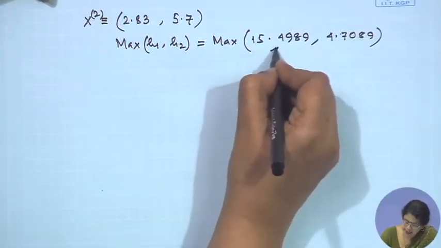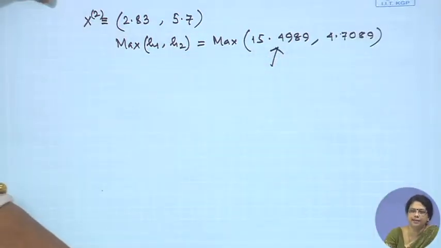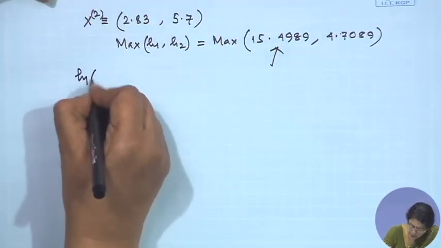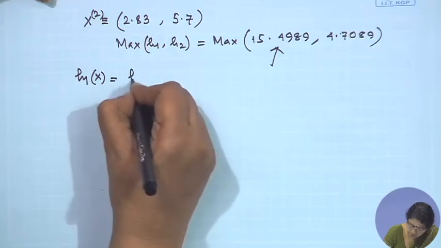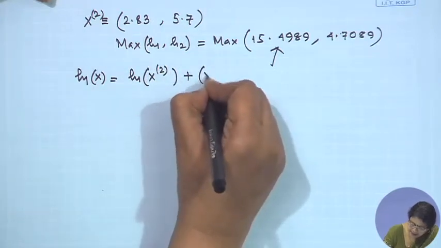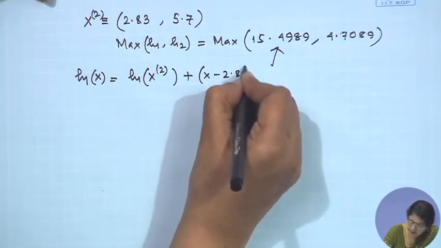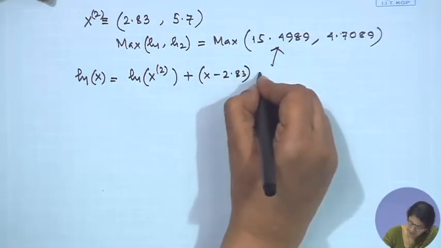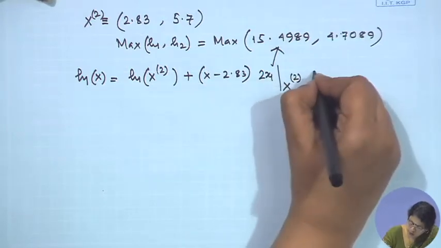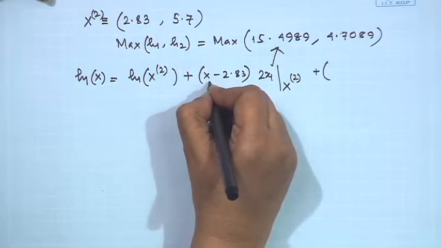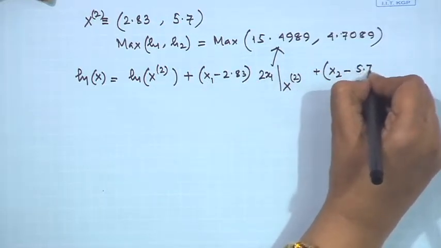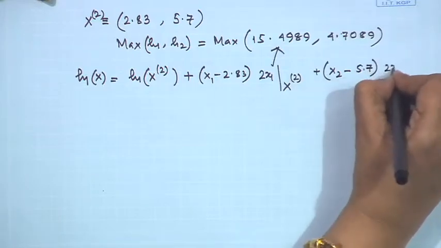That is why we could see H1 is more violated. Again we will expand H1 at point x2. H1(x2) plus (x minus 2.83) times 2x1 at x2 plus (x2 minus 5.7) times 2x2.